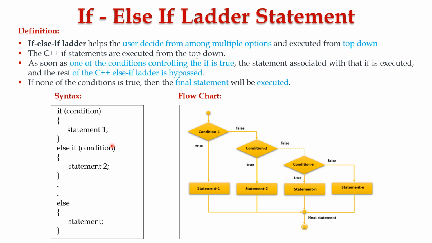Let's look at the syntax for the if-else-if ladder statement. So an if condition is given and we have an open curly brace, within that we have statement 1, ended with a closed curly brace. Then we have the else-if condition. We have a statement for the else-if condition, ended with a closed curly brace. Finally, at last, we have an else part. If none of the conditions is true, this final statement will be executed here. So we have an open curly brace, we have a statement, and finally it is ended with a closed curly brace.